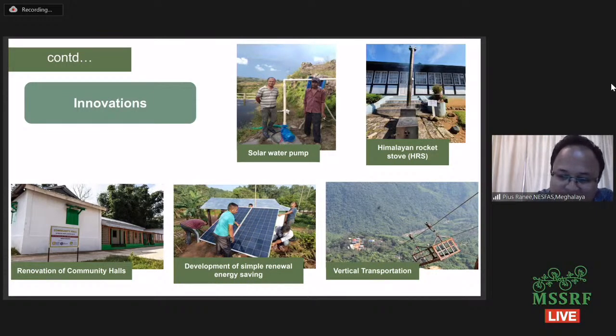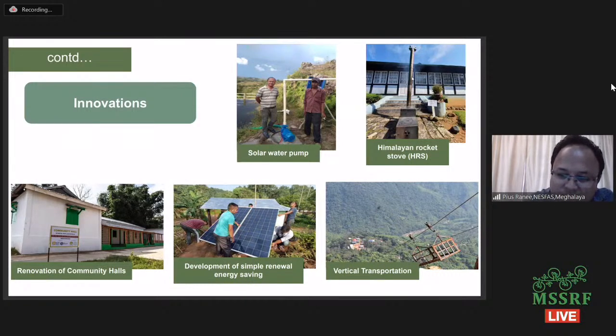And in terms of the villages here, because this is the village where I'm currently living, it's Nongtra village, as you can see in the photograph. We introduced a simple system called vertical transportation, which does not need so much energy. It's basically using gravity. This idea has been very well appreciated by the committee, especially in villages where there's no electricity. So these are some of the innovations and a lot of challenges we are facing.